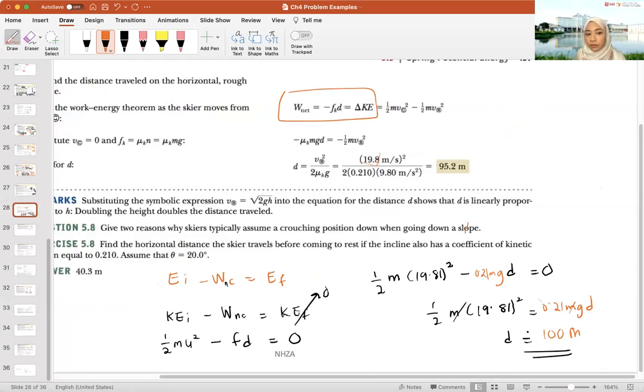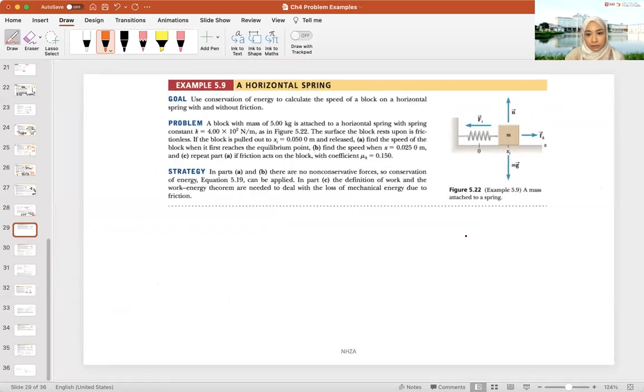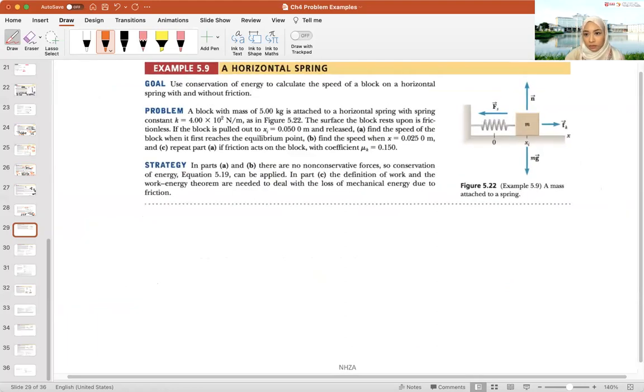Any confusion for this example? Is everyone okay with this example? Okay. Yeah. Okay, thank you guys. Let's move on to our spring example now.